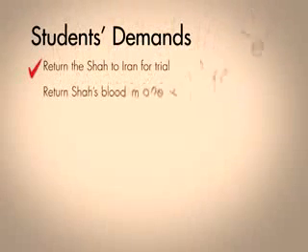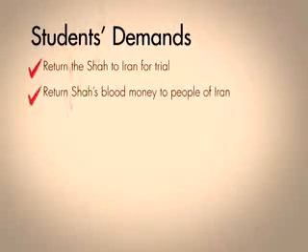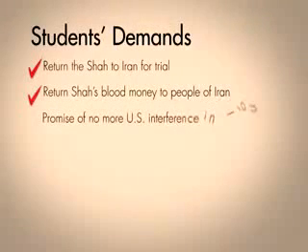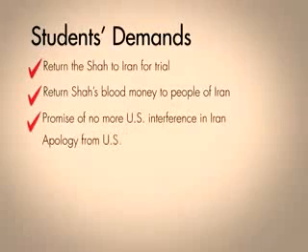Return the Shah's wealth to the Iranian people. A promise from the U.S. not to interfere in Iran's affairs in the future. And an apology and admission of guilt by the U.S. for its past actions in Iran. The apology never came, but 20 years later, Secretary of State Madeleine Albright did acknowledge the U.S. role in Mossadegh's overthrow. So Khomeini took power in 1979 and instituted a government under Islamic law.